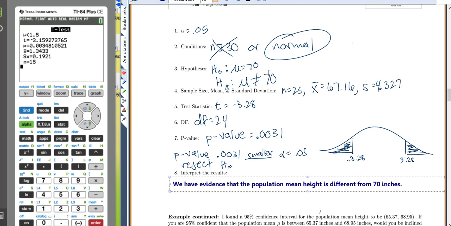Now, if you're like me, you might say, it's not as interesting to do a two-sided alternative because all we said now is just that it's different from 70 inches. We didn't actually say whether it's less than 70 or greater than 70. We just said different from 70.